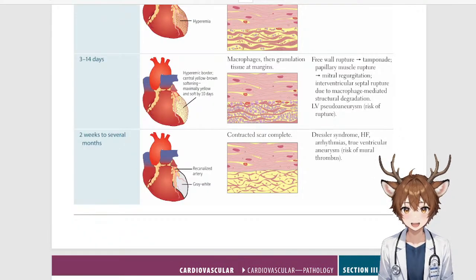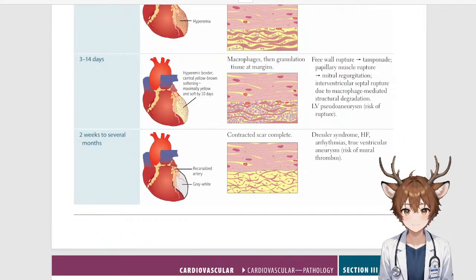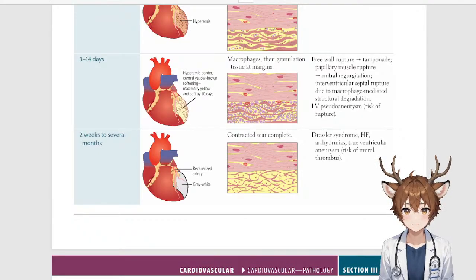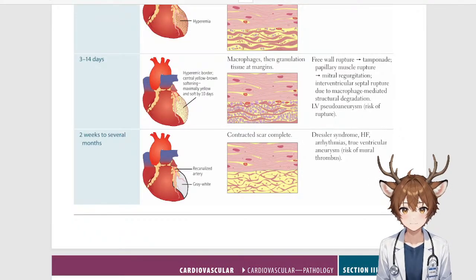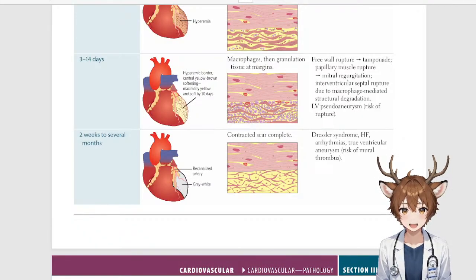I see a gray-white scar even in my book as well. It says here, contracted scar complete. This shows complications would be post-cardiac injury syndrome, heart failure, arrhythmias, true ventricular aneurysm, risk of mural thrombosis, or mural thrombus.